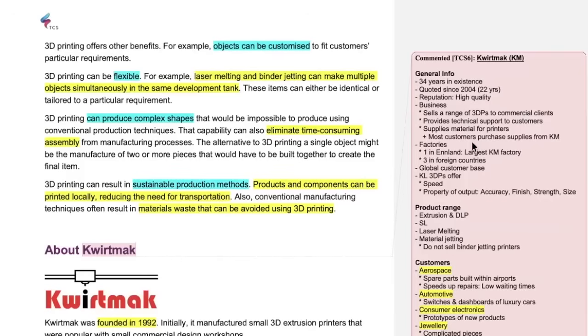So when looking at our business, we are involved with carrying out three main activities. We sell a range of 3D printers, we provide technical support, as well as we supply material needed to run these printers. And most customers usually purchase supplies from Kwirtmak or our company, given the fact that if we are involved with providing technical support, definitely the customers are going to trust us when it comes to material input or raw material supplies as well. So these are the three main elements which we focus on when running our business.